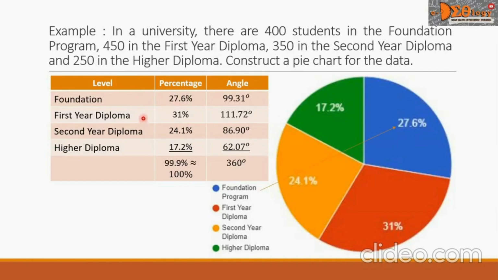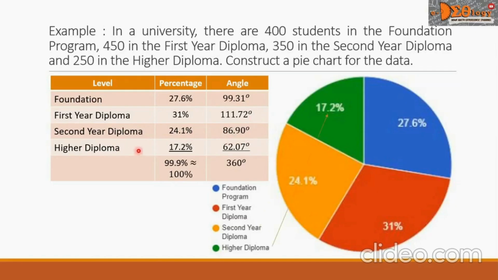The next level is for first year diploma, which is 31%. And here is the 31% in red-orange color. And the central angle here is estimated to be 111.72 degrees. The third item is second year diploma with 24.1%. Here we go. And the angle is 86.90 degrees. And this is the angle.